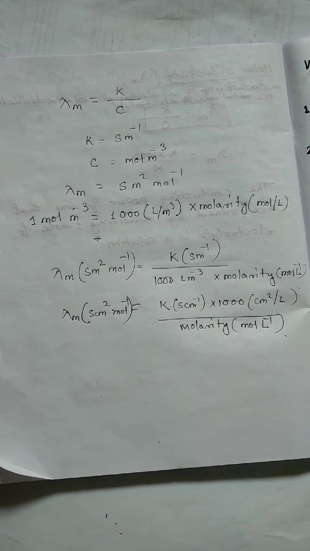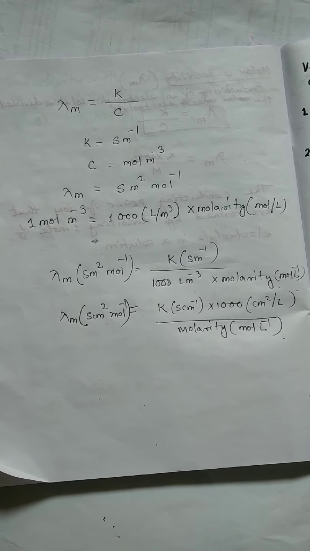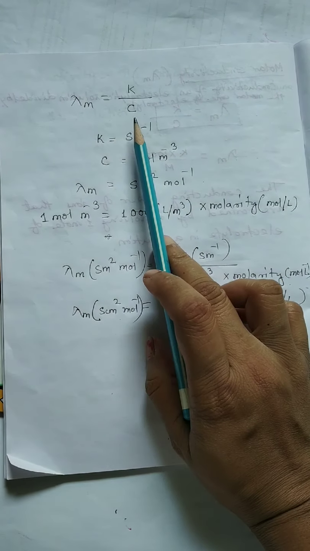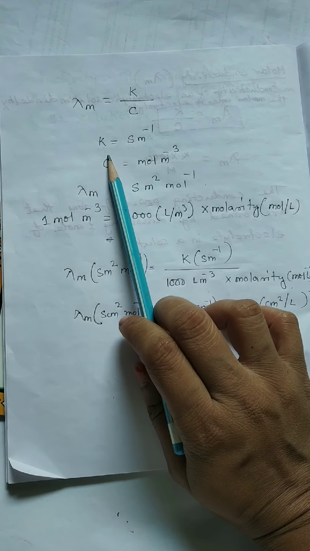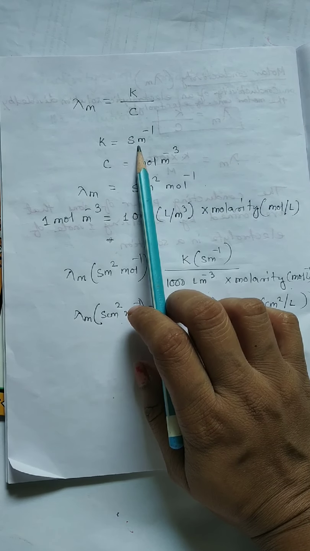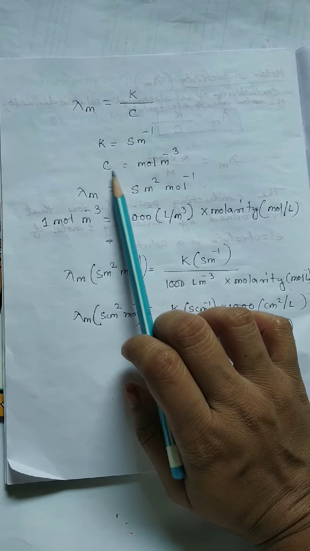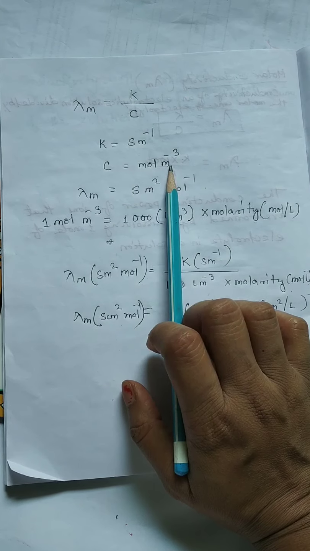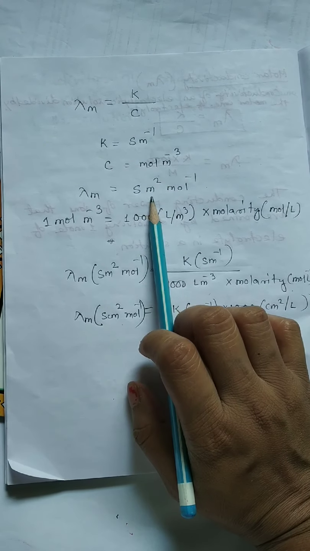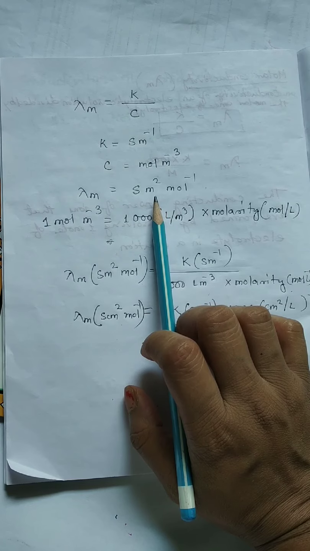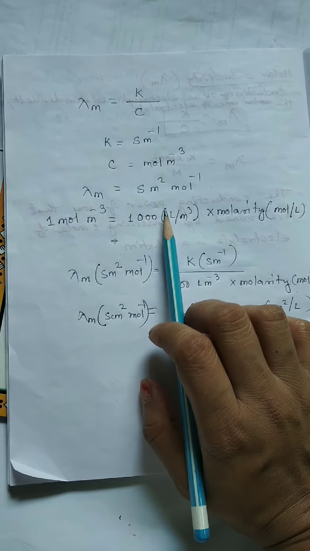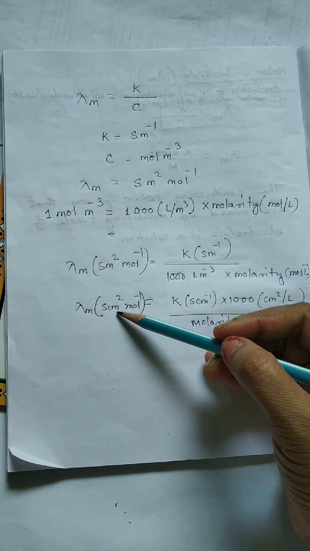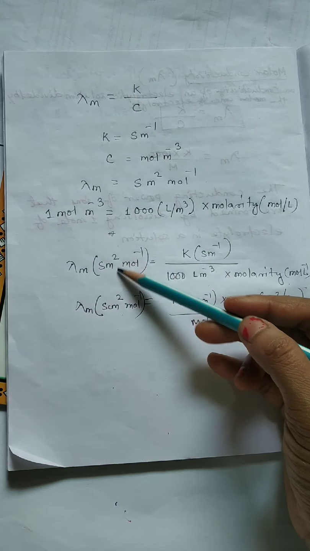So let us begin. In my earlier video I have told you that molar conductivity is the conductivity divided by the molar concentration. Now conductivity is in the units of Siemens per meter, and the concentration, since molar concentration, is in moles per meter cube. But for practical purposes we measure the molar conductivity in the units of Siemens centimeter square mole inverse instead of Siemens meter square mole inverse.